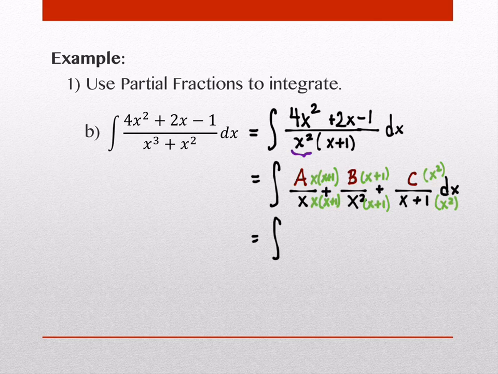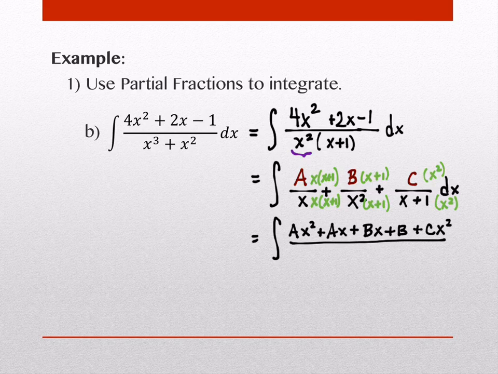All right, so we need to multiply these and clean them up. In the first one I have ax squared plus ax. On the second one I have bx plus b. And on the third one I have cx squared. And all of this is over x squared times x plus 1, or you can write it out as x cubed plus x squared if you'd like. Dx at the end.